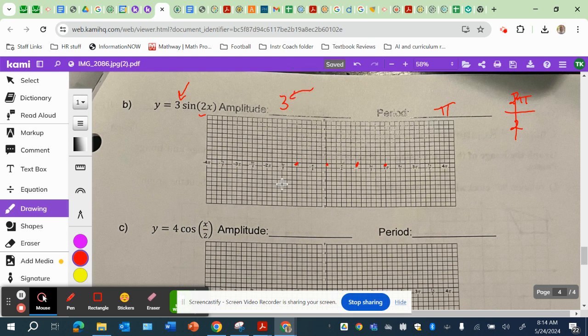So the basic graph of a cosine looks like that. So I'm starting at 3 and I'm ending at 3. So I know that's just going to keep repeating.